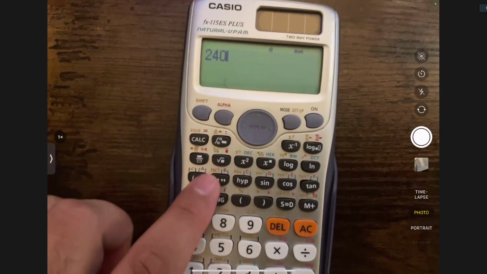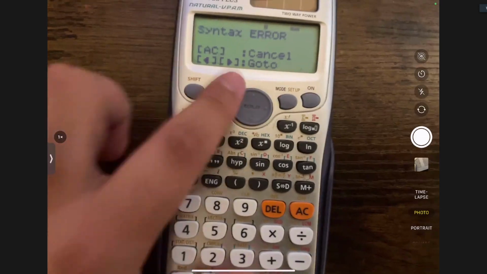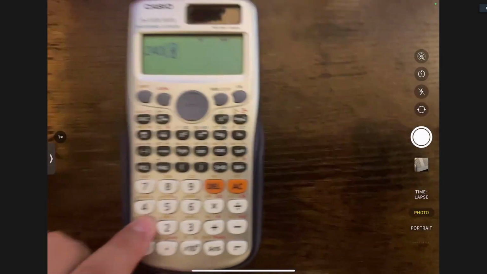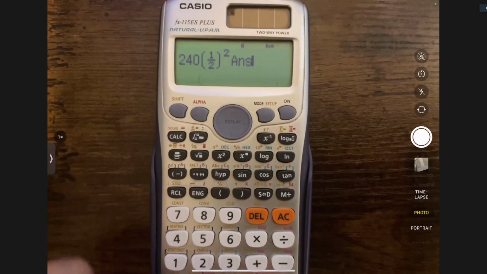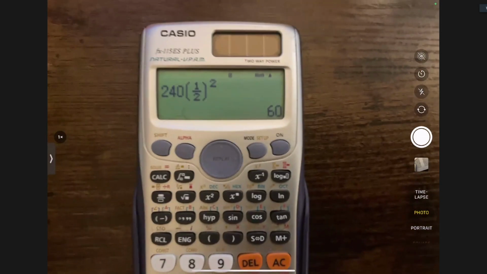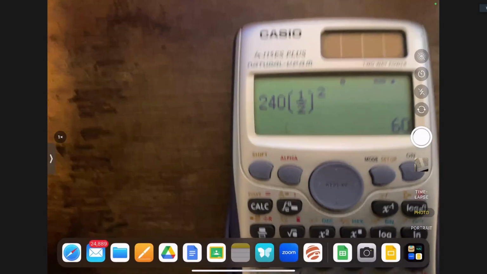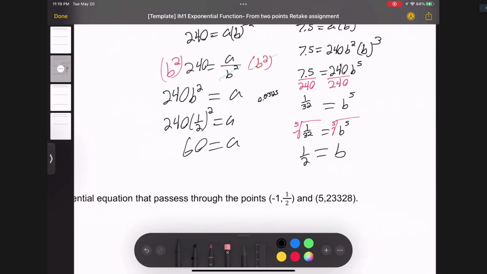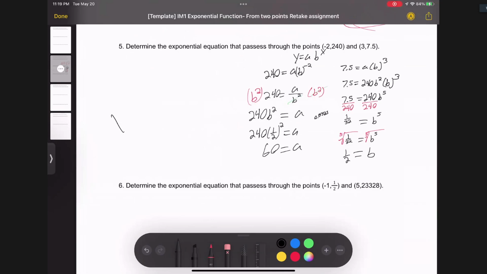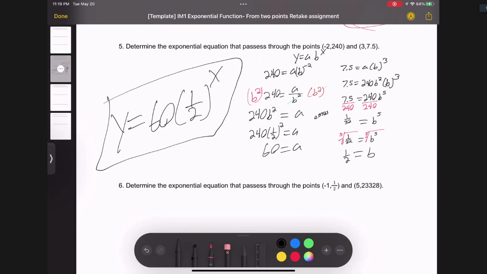Looking at the camera, not the actual calculator. So there's a bit of a lag when I'm pressing, and that's going to be squared, and then press enter. That is going to be 60. So a is going to be 60. And there you go. So now we know what our equation is. This is going to be y is equal to 60 times 1/2 to the x. This is my equation.